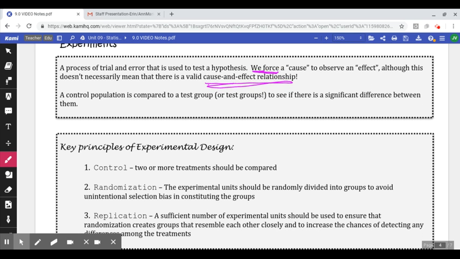A control population is compared to a test group. So the control population is no treatment. So that's right here, control population, and you're comparing that to a group of people that gets the treatment or whatever that is. Okay, so we're going to see if there's a significant difference between them. So you could do this if you were to test a medical drug. Let's say you believe you found the cure for cancer, and of course you'd want to make sure that that was actually the case. So you might be able to do some kind of an experiment here.